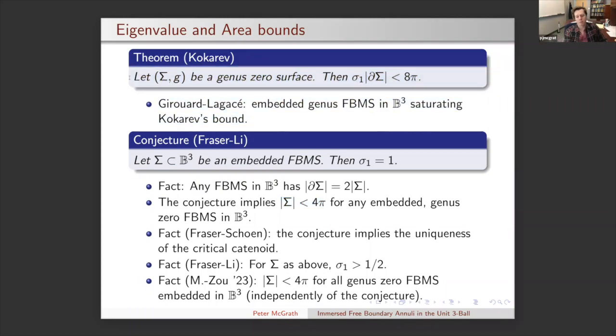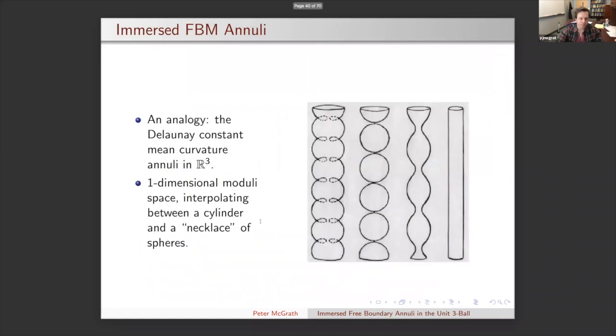So most of the things on this slide I mentioned, except for this theorem up here, are for embedded FBMS. So I wanted to give some sense for some rigidity and some structure theorems for such things, because the immersed annuli that have been recently constructed basically show that all of these area bounds that are true in the embedded case are just not true. So now I want to switch gears and talk actually about the constructions that we do for the immersed annuli.